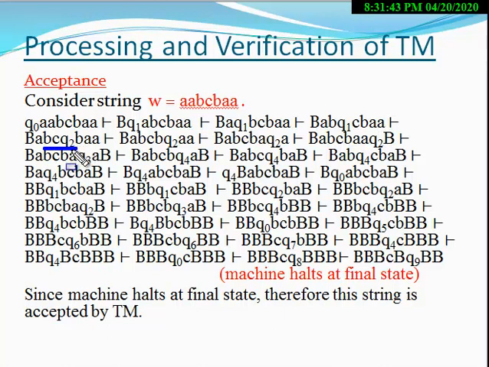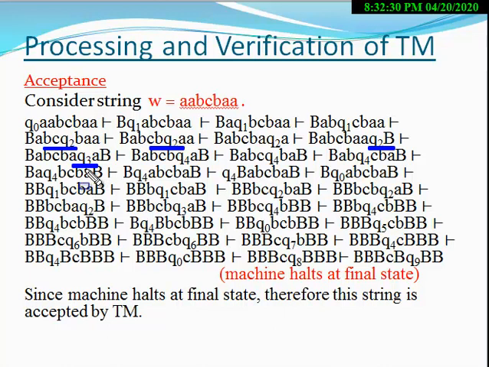Now at state Q2, B appears and the machine moves right. Again A appears, and the machine moves right. Here again A, and the machine moves right. When the machine reaches the right end and the blank symbol appears at state Q2, it changes its state from Q2 to Q3 and moves in the left direction. So now the state is Q3.